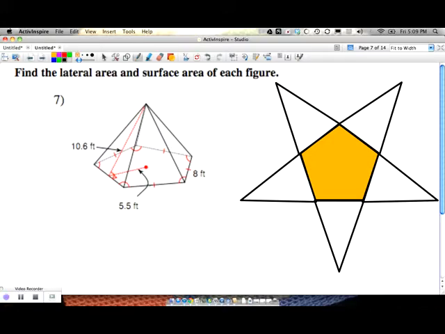I also know that this is a regular pentagon. If you look at that, I got all these markings all over the place, and that tells me it's a regular pentagon. So if one side is 8, that means all the sides are 8. Similarly, for this 10.6, that means those are going to be congruent slant heights all the way around the edge as well. So that blue line is going to match these blue lines, this 10.6, 10.6, all the way around.